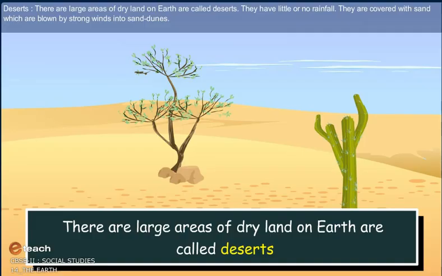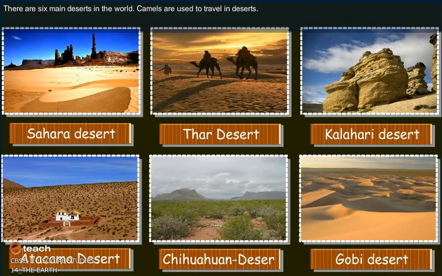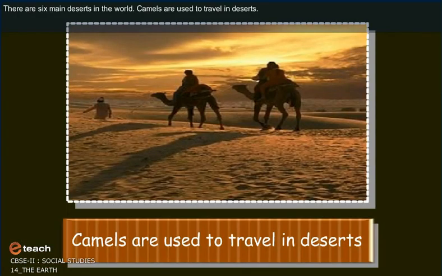Deserts. There are large areas of dry land on Earth called deserts. They have little or no rainfall. They are covered with sand which is blown by strong winds into sand dunes. There are 6 main deserts in the world. Camels are used to travel in deserts.